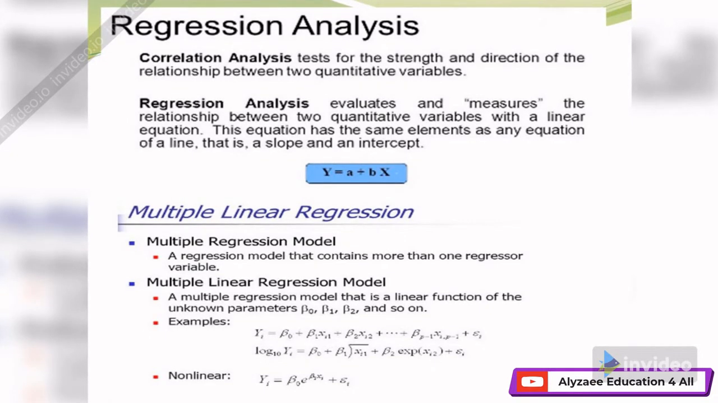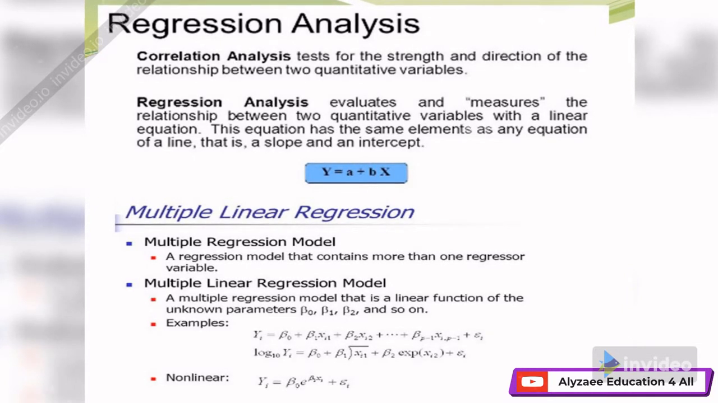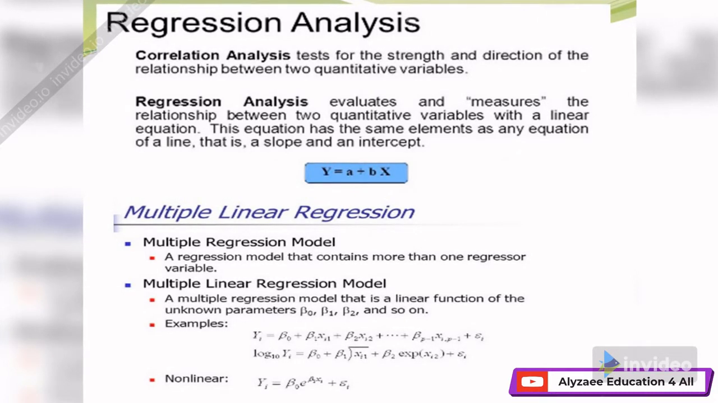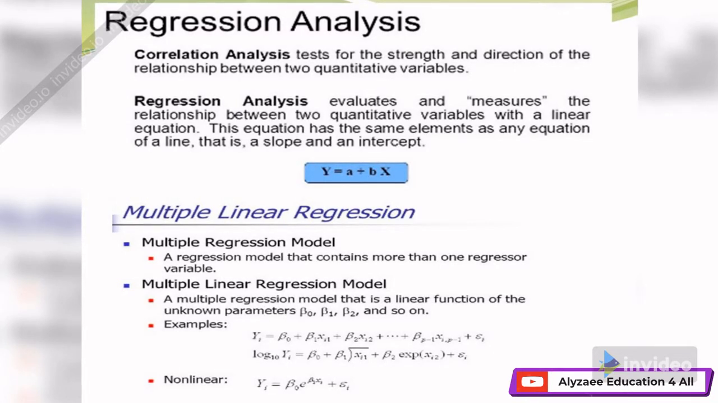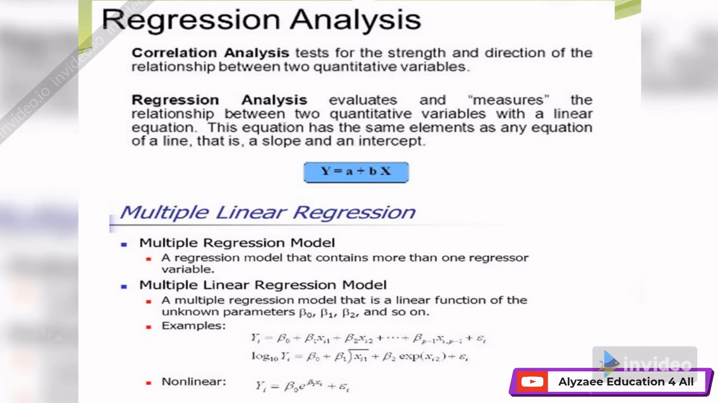Before going into the detail, we must know the two concepts, the correlation analysis and regression analysis. What is correlation analysis? The test for the strength and direction of a relationship between two quantitative variables, whereas regression analysis evaluates and measures the relationship between two quantitative variables with a linear equation. This equation has the same elements as an equation of a line, that is a slope and an intercept.